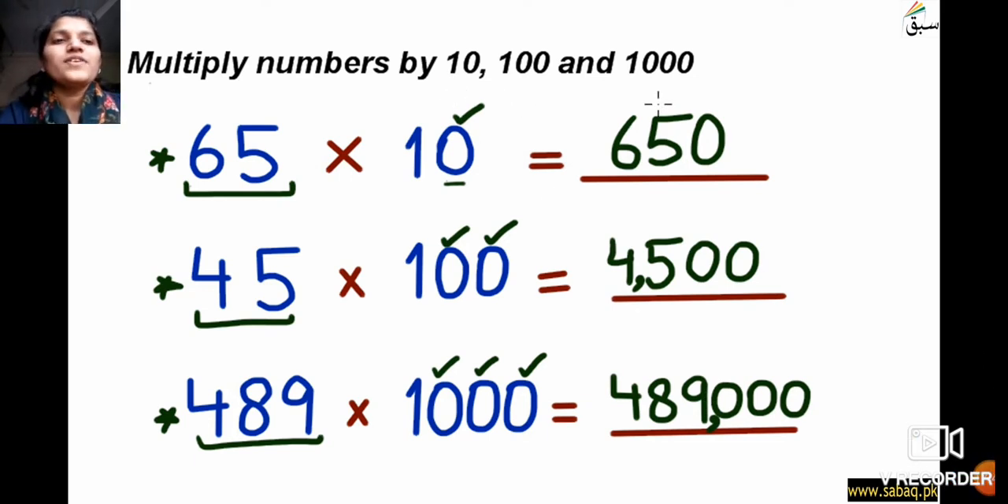So this is how we are going to solve the examples which are based on multiplication of numbers by 10, 100 and 1000. So now students, you are supposed to open math textbook and math CW also. We are going to solve the My Practice Time 3 in textbook as well as in notebook. Okay, so open your CW and textbook.